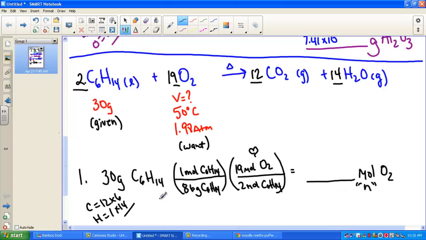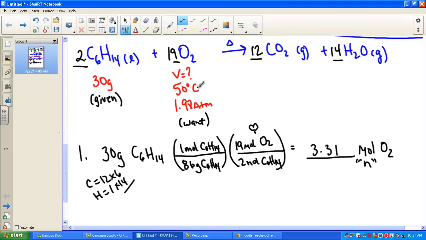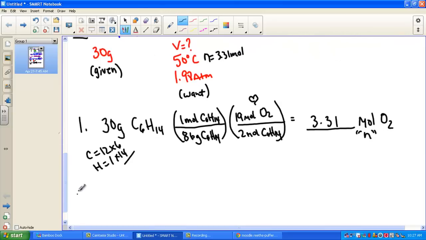So hit with me. Did you hit 30 divided by 86 times 19 halves? The number of moles for oxygen, 3.31. We'll round there. 3.31 moles of O2. Now I'm seeing enough variables to PV=nRT, pulling out the volume. So the PV=nRT problem is our second step.